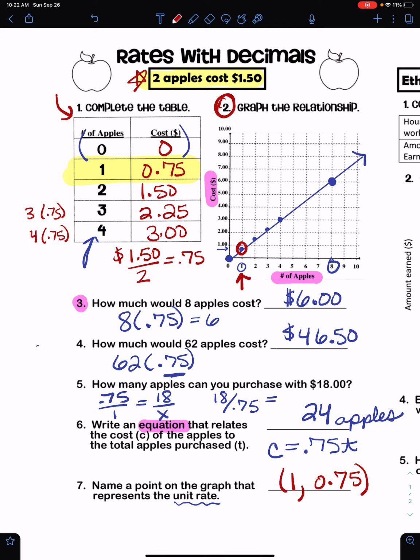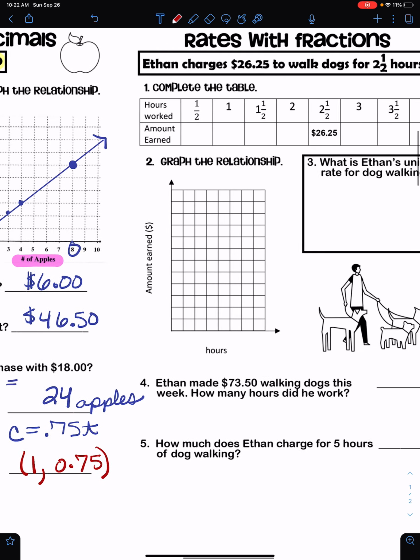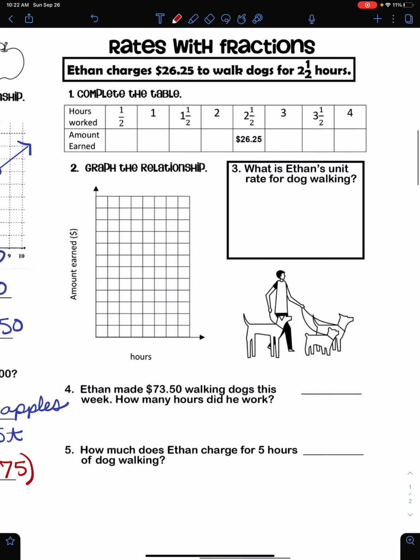So that's some practice with rates using decimals. Now let's practice using rates with fractions. So up here we have our situation that Ethan charges $26.25 to walk dogs for 2.5 hours. So here it is represented in my table, that exact same thing.